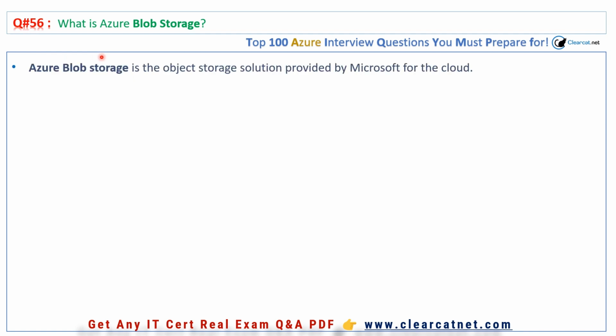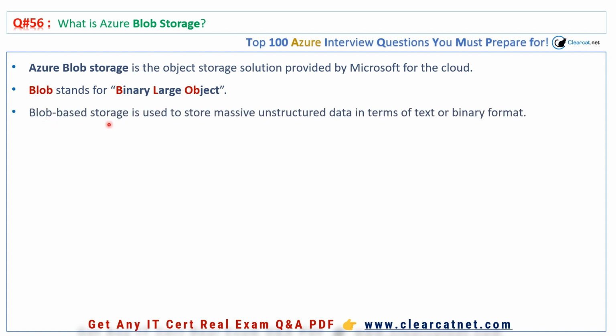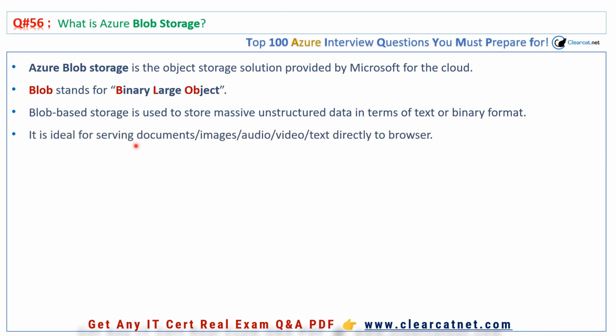Azure Blob Storage is the object storage solution provided by Microsoft for the cloud, where Blob stands for binary large object. Blob storage is used to store massive unstructured data in text or binary format. It is ideal for serving documents, images, audio, video, and text directly to the browser.